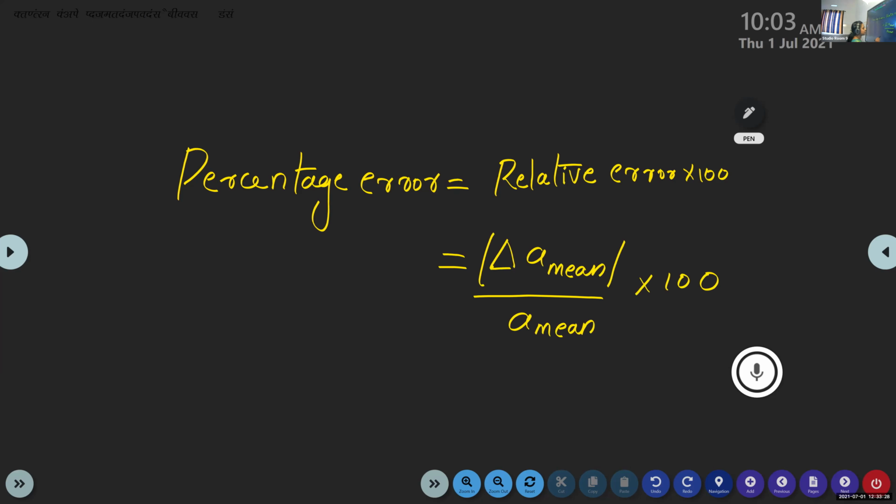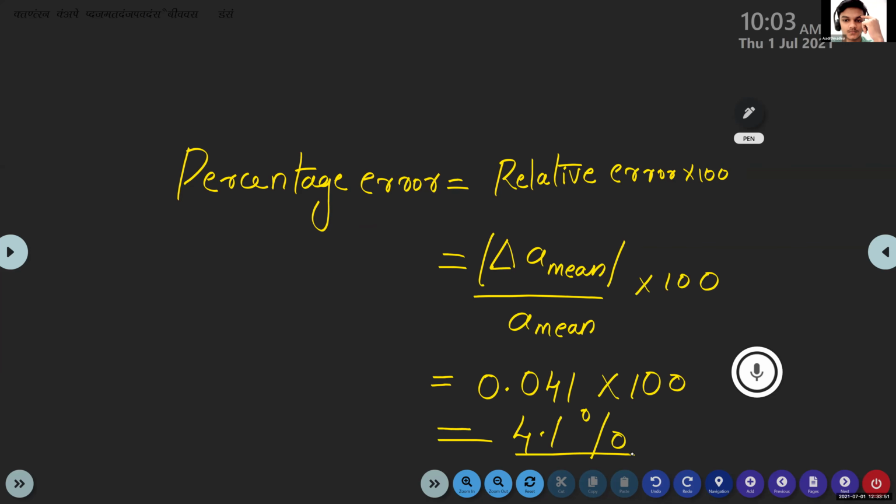So here the relative error is 0.041, into 100. What is 0.041 into 100? 4.1. Yes. 4.1%. 4.1 percentage. This is the percentage error of the period of oscillation of the pendulum. Is it clear?